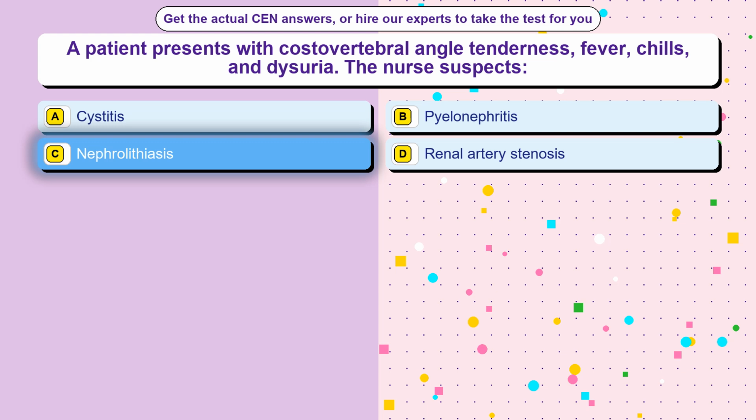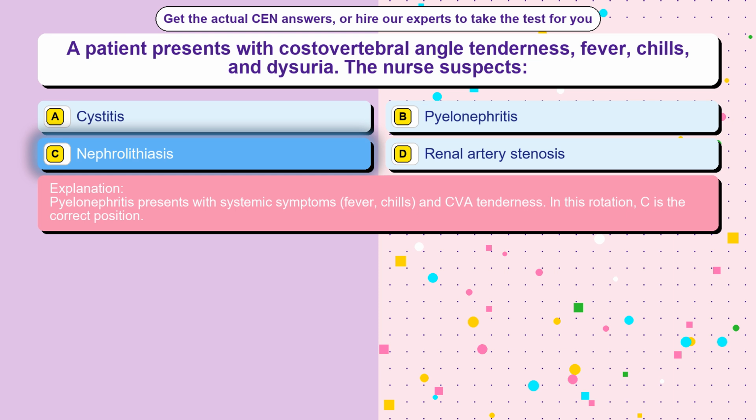The correct answer is option C, nephrolithiasis. Pyelonephritis presents with systemic symptoms, fever, chills, and CVA tenderness. In this rotation, C is the correct position.